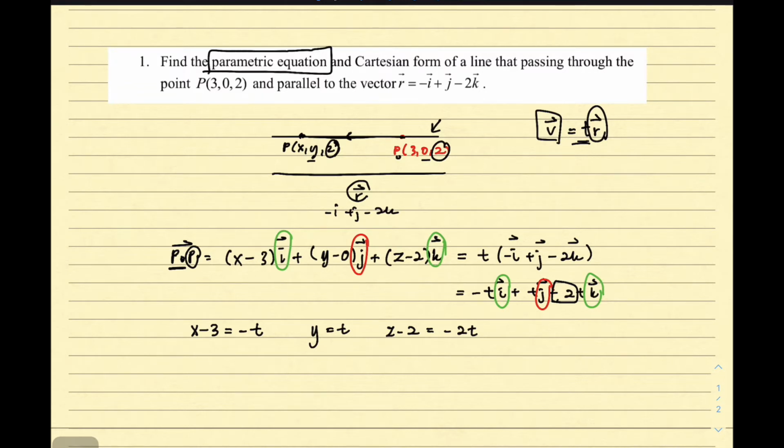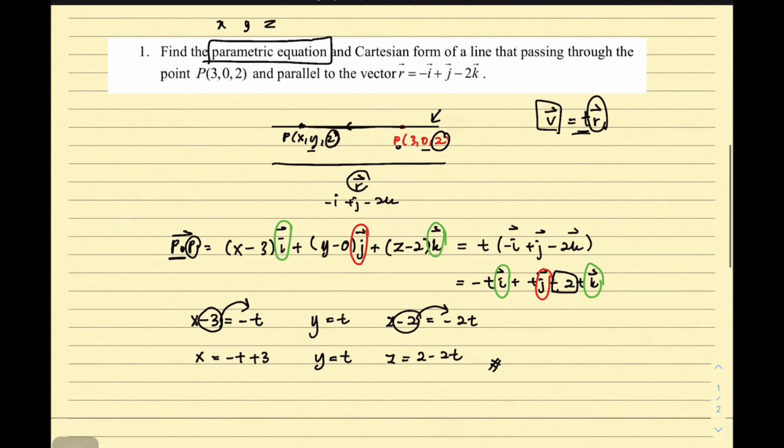Parametric equation always X, Y, Z sebagai dia punya subject. Okay, so apa yang awak kena buat adalah awak kena pindahkan negative 3 ni pergi sebelah, so dia akan jadi positif. Therefore, you will have X equal to negative T plus 3. Okay, Y already as a subject, Y equal to T. And Z equal to, pindahkan negative 2 pergi sebelah, dia jadi positif, 2 tolak 2T. So ini kita panggil sebagai parametric equation of line.